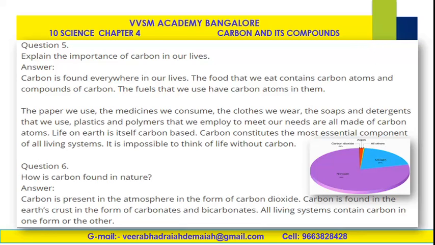It is impossible to think of life without carbon. So, carbon plays a predominant role in our day-to-day life, my dear friends. How is carbon found in nature? Carbon is present in the atmosphere in the form of carbon dioxide, carbon monoxide, methane, etc. Carbon is found in the Earth's crust in the form of carbonates and bicarbonates. All living systems contain carbon in one form or the other.